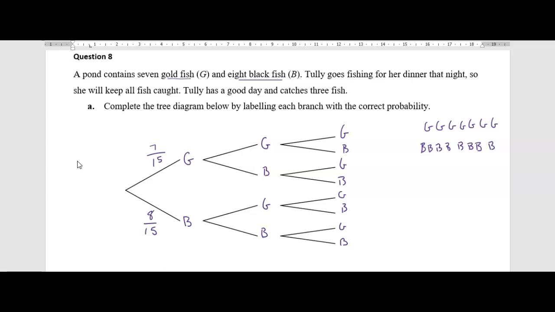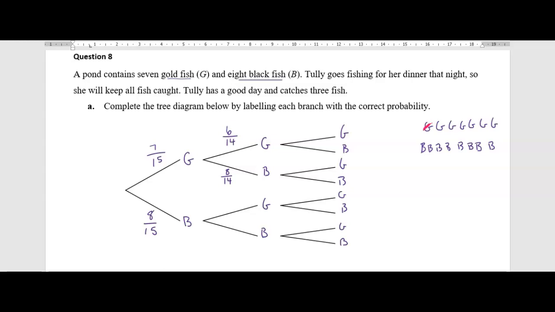Okay, 7 over 15, 8 over 15. Now, if she catches a goldfish, one of those goldfish is no longer counted. So the number of goldfish is reduced now to 6. Okay, so you can see there, 1, 2, 3, 4, 5, 6. And we've only got 14 fish now, so 6 over 14. But the number of blackfish has stayed at 8, so it's going to be 8 over 14. Just remember on your branches, your probabilities have to add up to 1. So 6 over 14 plus 8 over 14 does give me 14 over 14, so I know I'm good.